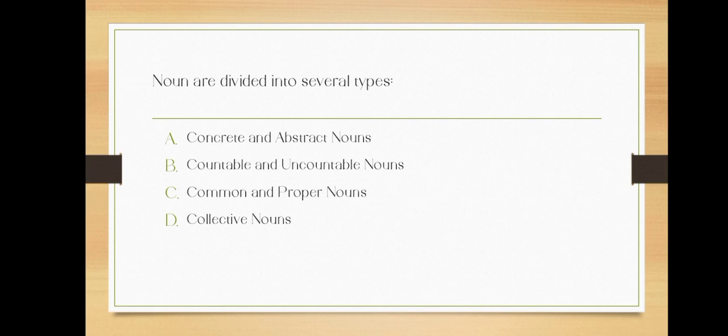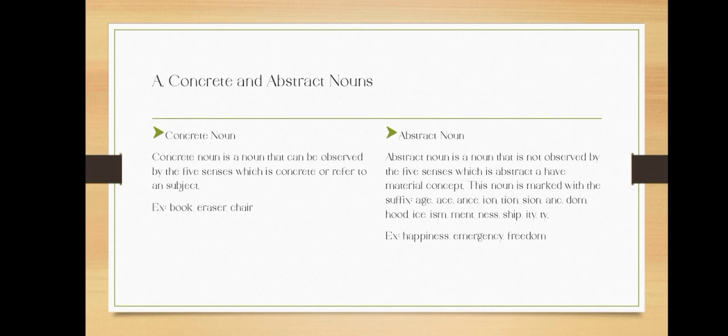Okay, here nouns are divided into several types. For the first is concrete and abstract nouns, and for the second is countable and uncountable nouns. And for the third is common and proper nouns. And for the last is collective nouns. For the first explanation is concrete and abstract nouns.